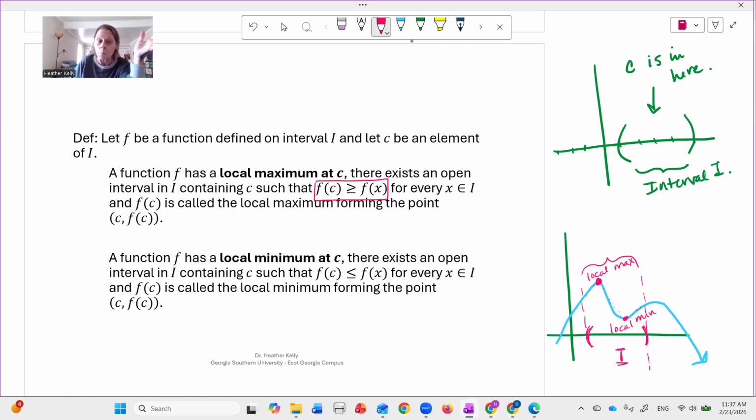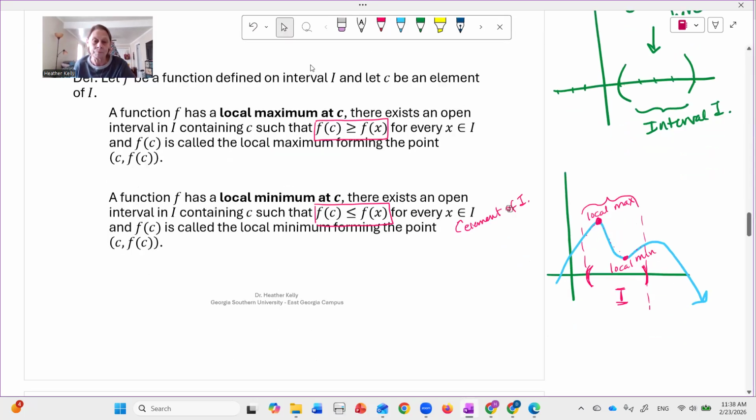And so for the local minimum, it is the exact same definition, but it says f of c is less than or equal to all f of x for every x element of I. Just some math shorthand. I'm getting tired of writing all the extra words. Okay. So this is what these two definitions demonstrate.